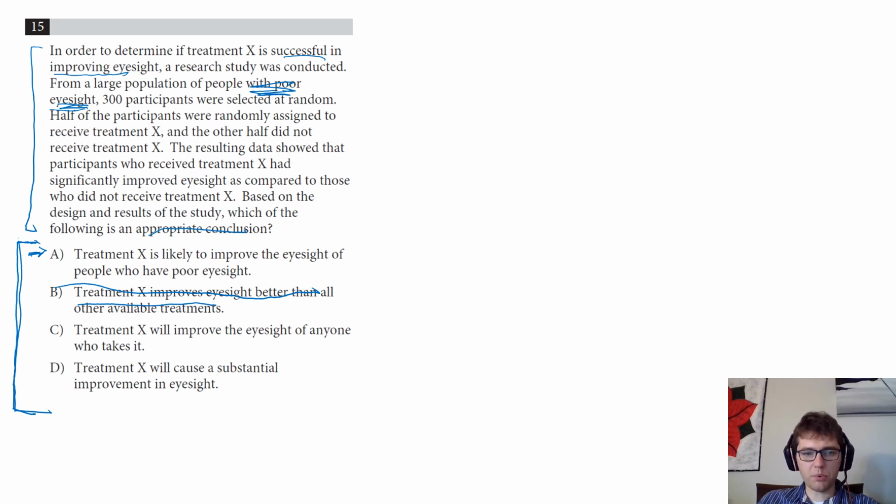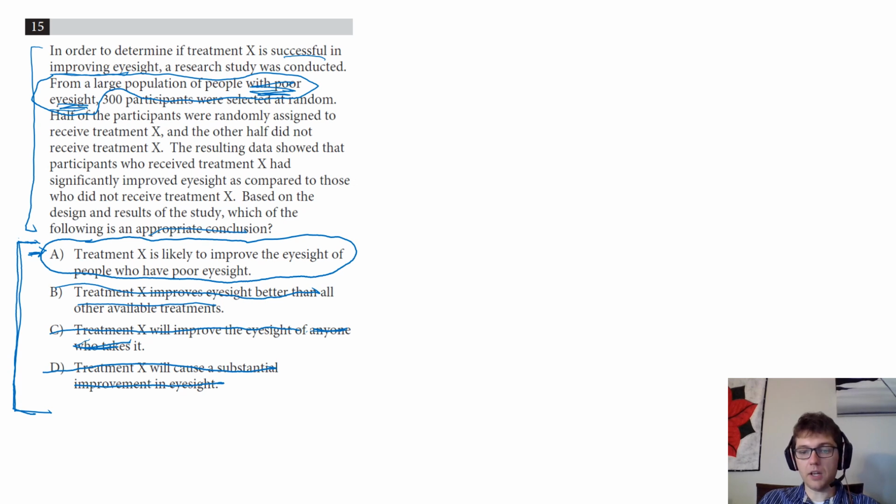C, treatment X will improve the eyesight of anyone who takes it. What they're looking for you to pull out here is that this is from a large population of people with poor eyesight. So you can only draw conclusions about what the study population was, and that's people with poor eyesight. So when they say anyone who takes it, that's a red flag, but this is incorrect because you can only apply it to people who have poor eyesight. Similar thing with D. Treatment X will cause a substantial improvement in eyesight. You cannot say that because this is only applicable to a population that already had poor eyesight. So that leaves you with A is correct. Treatment X is likely to improve the eyesight of people who have poor eyesight. Okay, A correct. Let's go to the next one.